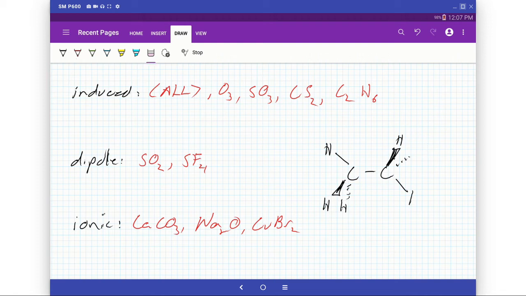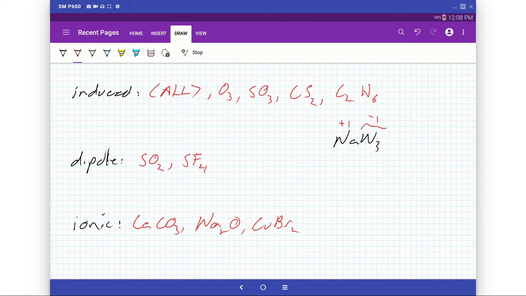The next one is NaN3. And NaN3 looks really like some ionic compound, and it is. As a matter of fact, it's called sodium azide. And it's an explosive.